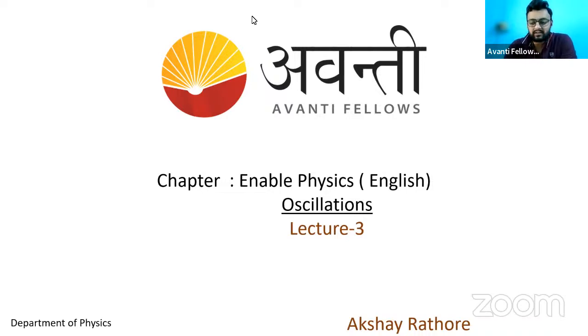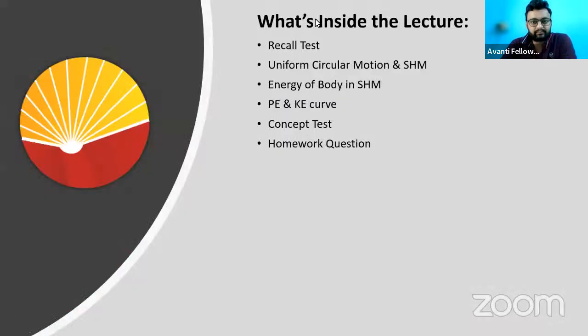So in today's class, what we are going to study is this. First of all, we will have a very simple recall of the concept, some recall of the previous lecture. After that, there is a recall test. Uniform circular motion and SHM, we will discuss about that. Energy of the body in SHM, and then the potential energy and kinetic energy curves. There will be a concept test and a homework question. So that's it for today's session.